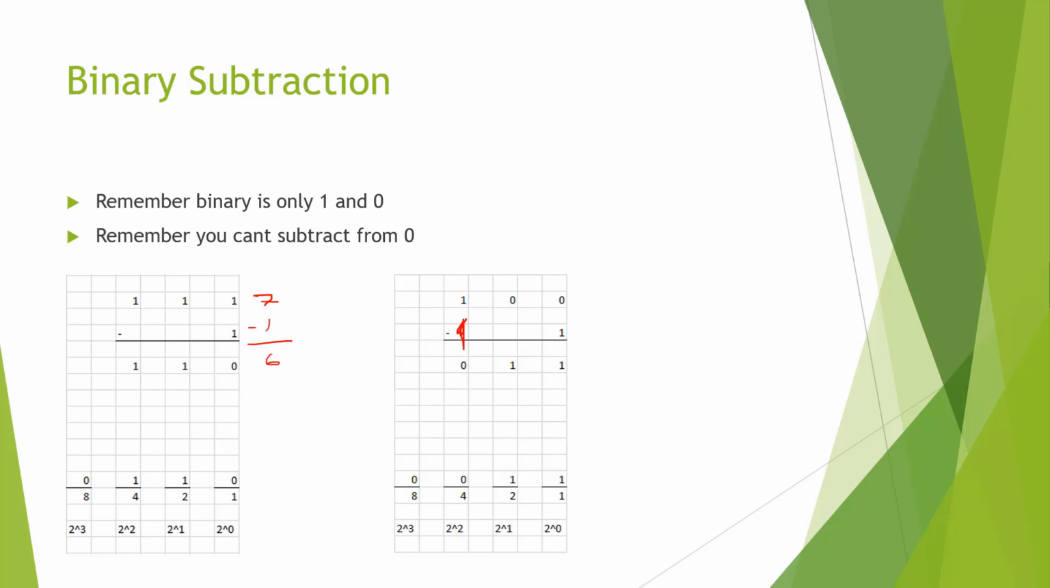0, and these all become 1. If we are not sure, we can take this and convert it into decimal and check. 1, 0, 0 is 4, so this is going to be 4 minus 1, which should be 3. Take 3, convert that back to binary, and it does match.